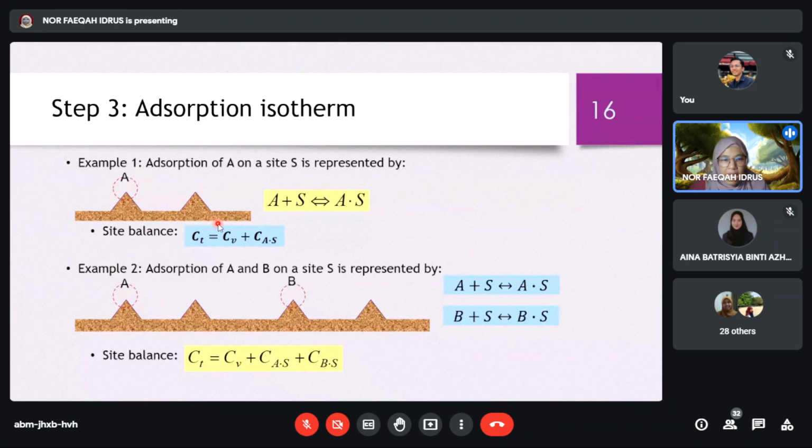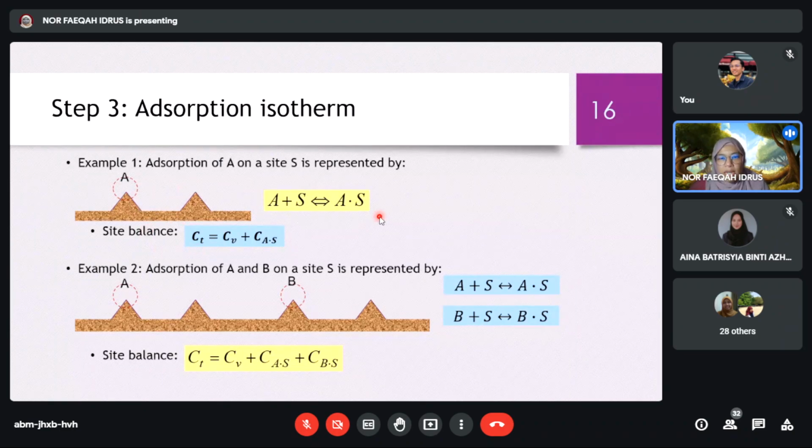If you look at the diagram, you have the reactant A. Reactant A adsorbs on the active site of the catalyst. So one A requires one active site. That's why the mechanism becomes A plus S, because you only have one A. One A attached to one active site, A plus S, reversible reaction to produce the adsorbed species A dot S. The red dotted line is the adsorbed species onto the active site.